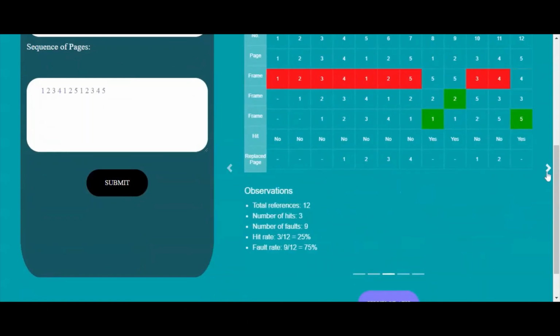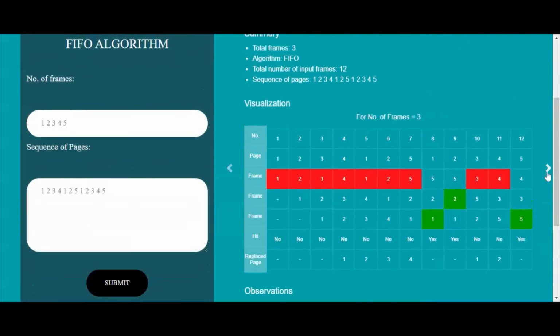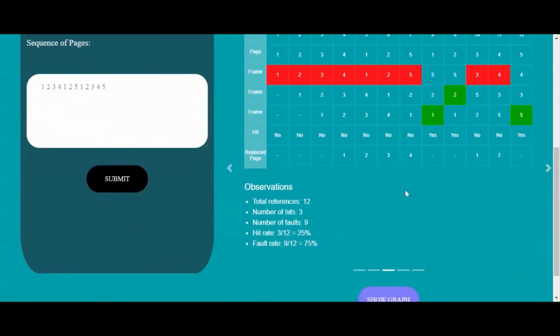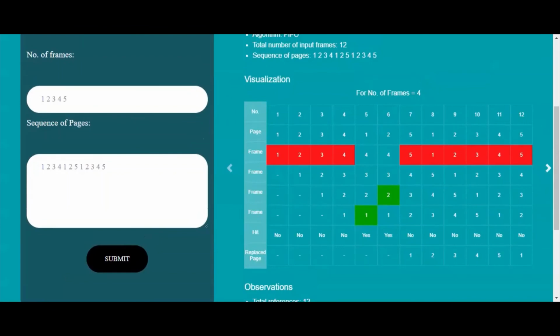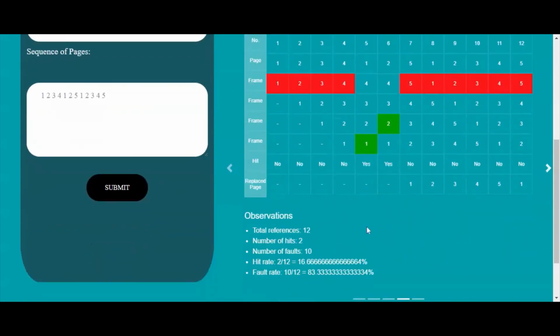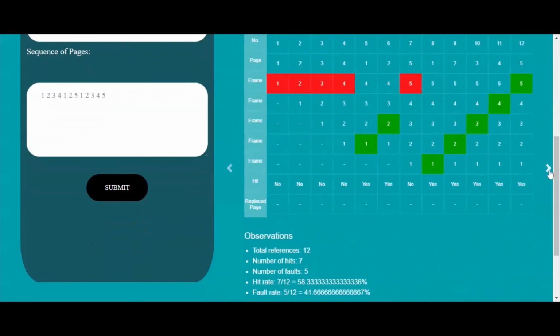There is no decrease. For the number of frames being 3, we got a fault rate of 75%, which is a decrease. Then with an increase in the number of frames to 4, the fault rate, rather than decreasing, sorry, has increased to 83.3%. So this is nothing but Belady's anomaly.